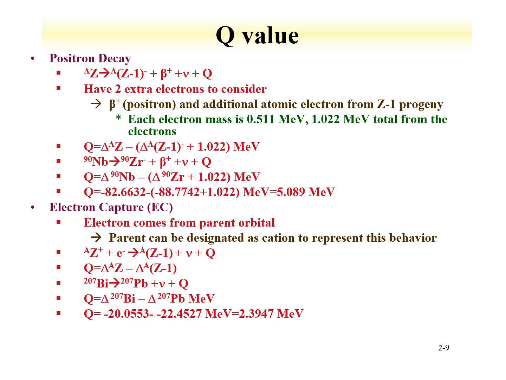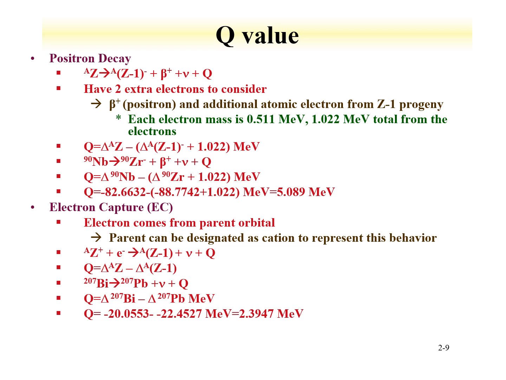The mass of each electron is 0.511 MeV. So we need to consider this term, 1.022 MeV total from the electrons. So the Q value is equal to the parent mass minus the sum of the progeny mass and 1.022 MeV, the 1.022 MeV accounting for the electron and positron.